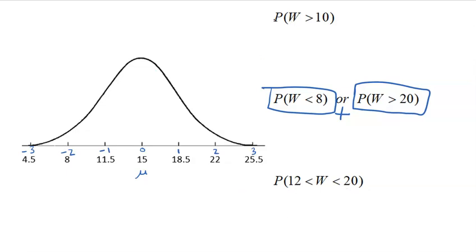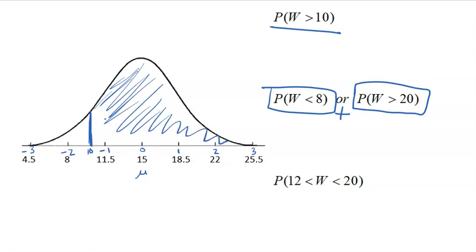So let's talk about this first one, for example, more than 10. So 10 minutes falls somewhere right around here, somewhere between 8 and 11.5. And I want to find the probability that I am more than that. So I want to find all of this area over here. Because remember, the area over here is equivalent to the probability. So how do I find that area?